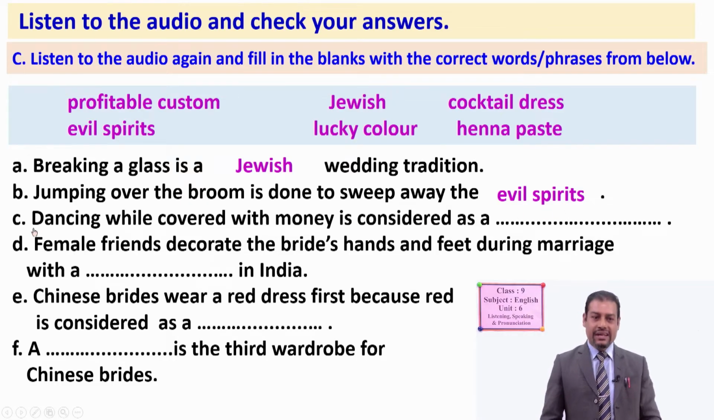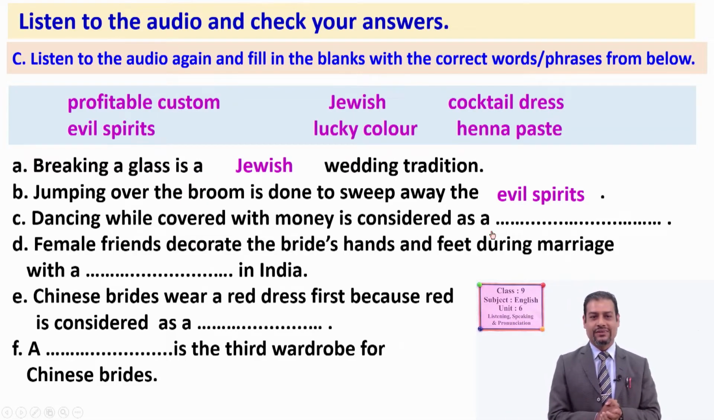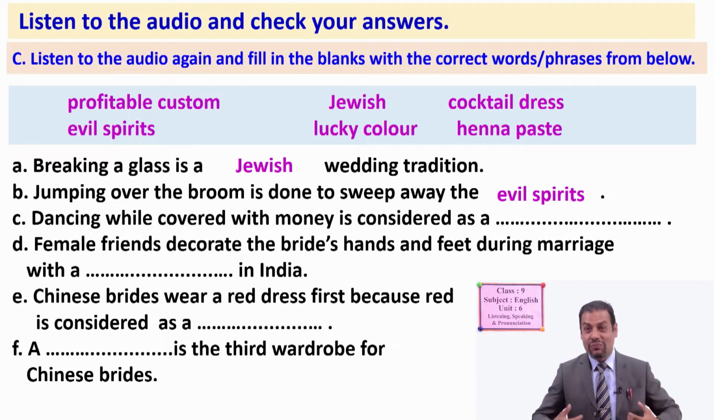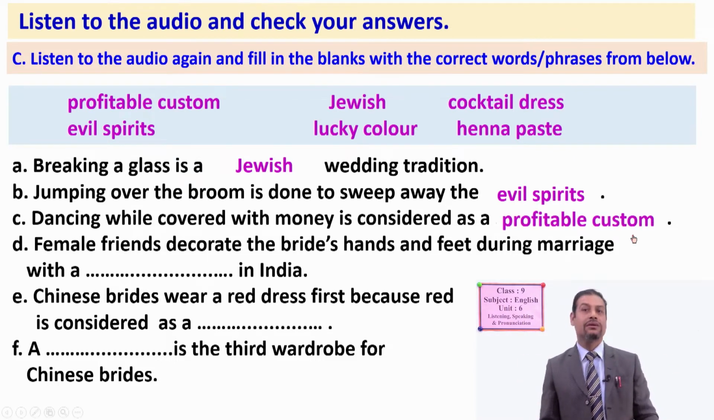Okay. Next one, number C, dancing while covered with money is considered as a... Which one is correct? What did you write there? Okay, you are right. That is profitable custom.